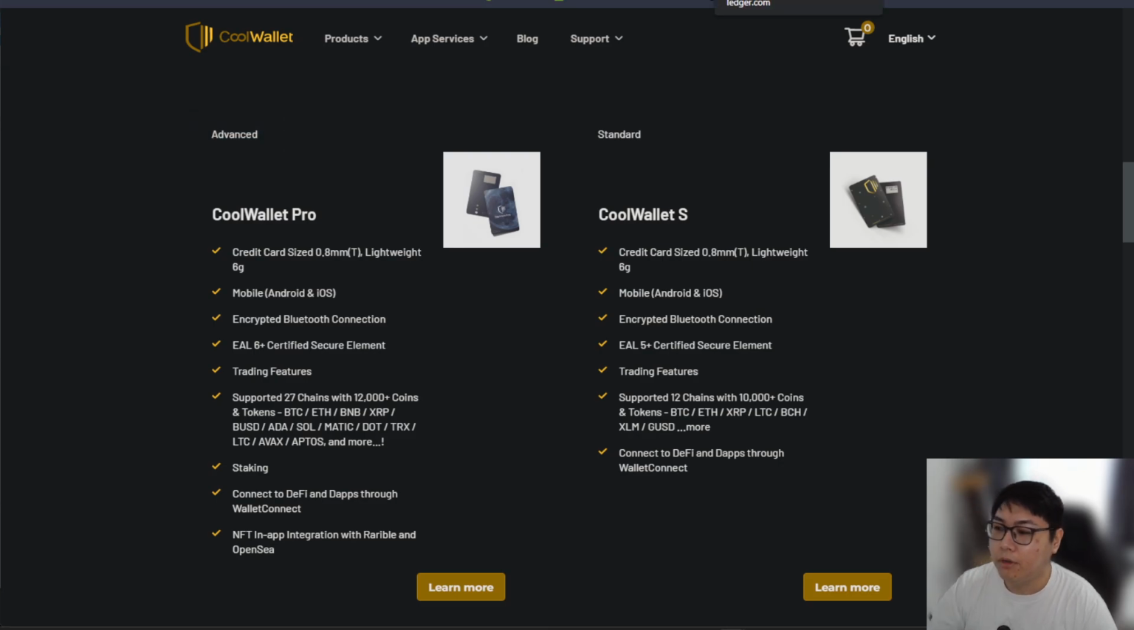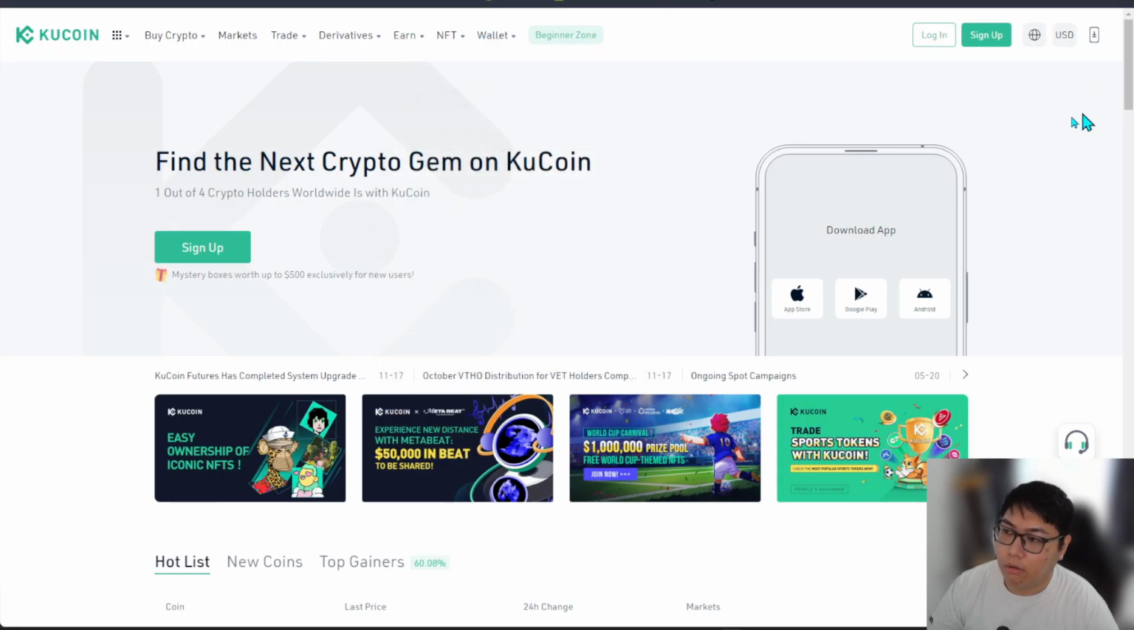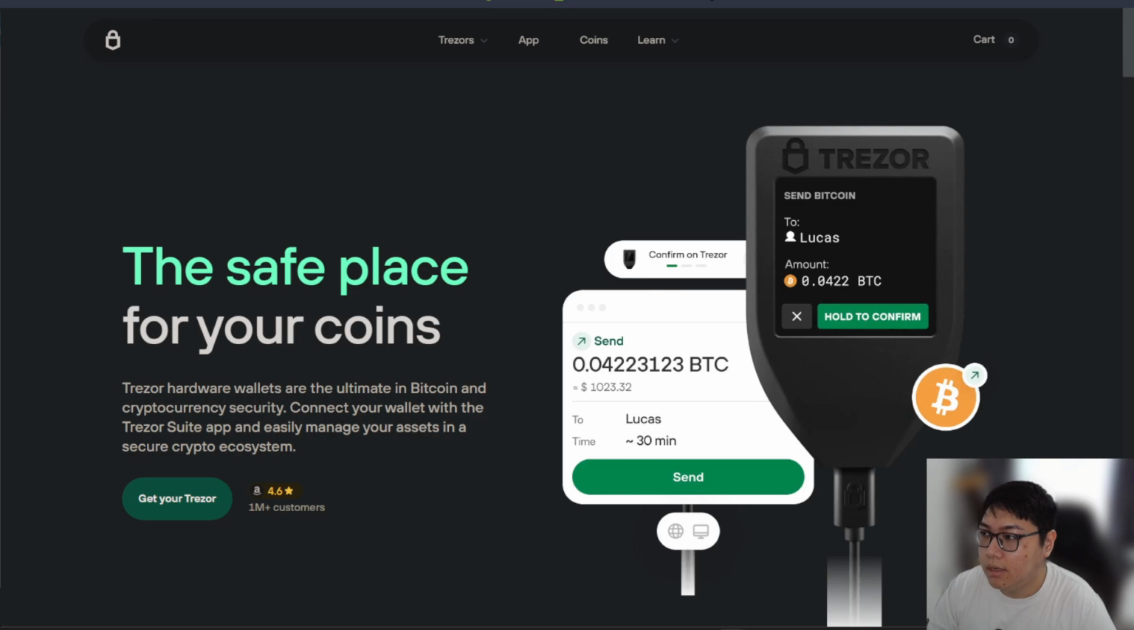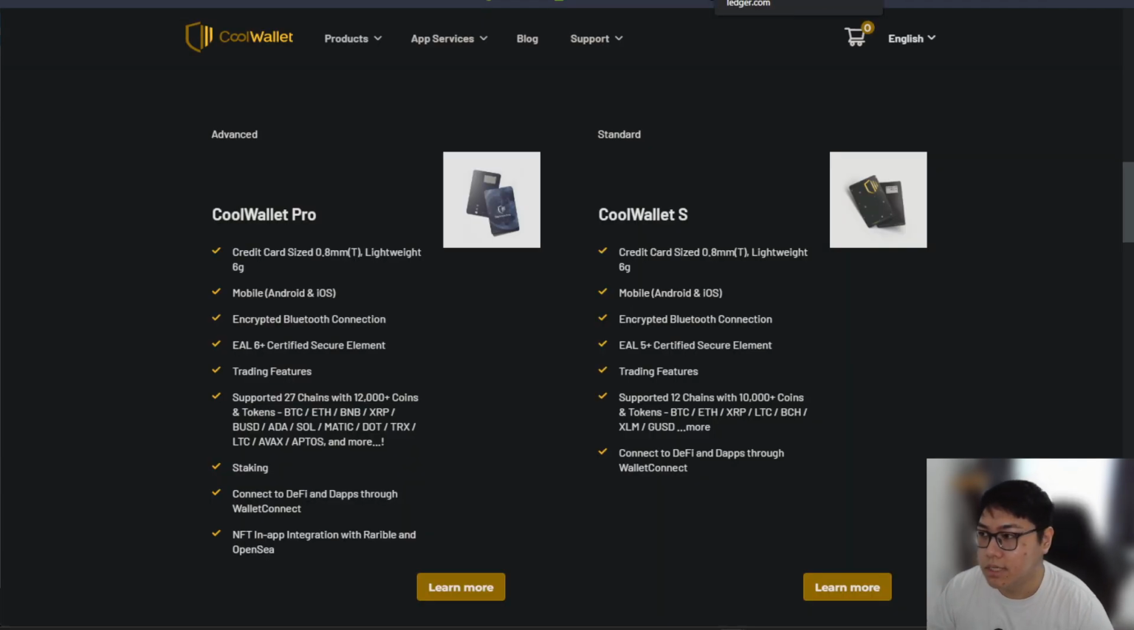So over here, what you want to do is, when you've bought all of your crypto from whatever exchange that is out there, whatever crypto that you buy, make sure to send it out to your hardware wallet. If you do not have a hardware wallet, you can use a software wallet. I'm going to recommend Exodus for that.